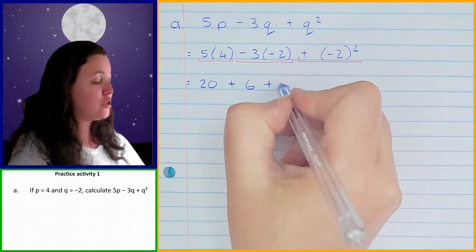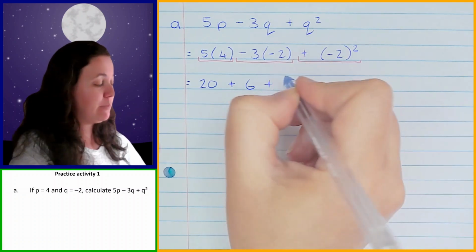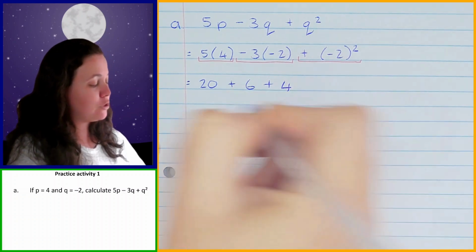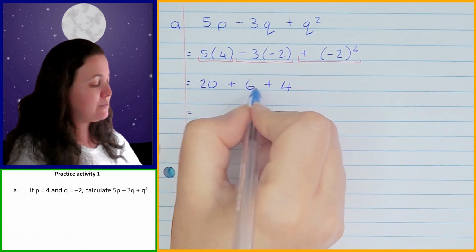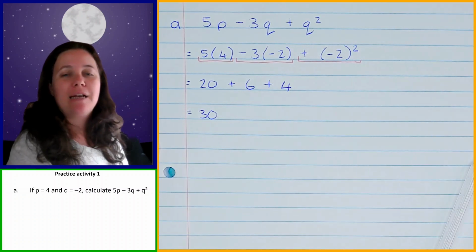Because it's positive, I don't need to write the brackets anymore, because I've just got a plus and a plus, which just makes a plus. So it's going to be plus 4. So now I can go and simplify that. So 20 plus 6 plus 4 is 30. So that's what we should have got for question A. Right, now let's go on to question B.